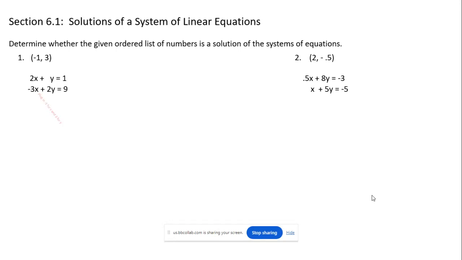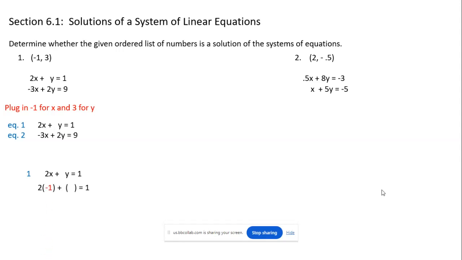So let's go ahead and do this. I'm going to plug in negative 1 for x and 3 for y, starting with equation 1. These are my two equations, equations 1 and 2. Equation 1 is 2x plus y equals 1. Everywhere I see x, I'm going to plug in negative 1, and for y, I'm going to plug in 3. My x is negative 1, my y is 3, and let's simplify.